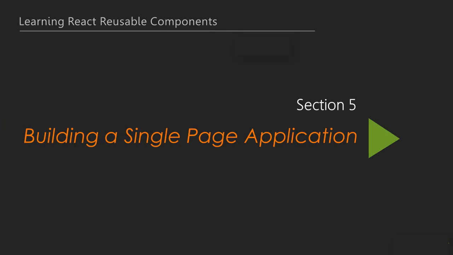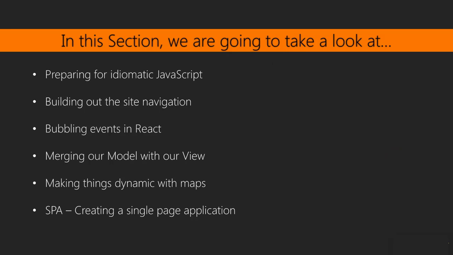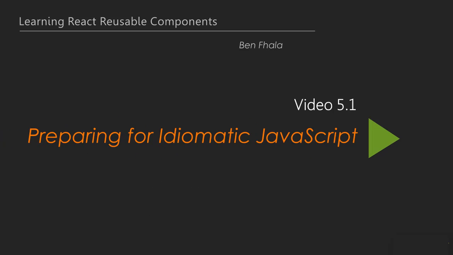Welcome back to the final section of this title where we're going to be building together a single page application. Through it, we're going to be talking a lot about what idiomatic JavaScript is. We're going to talk about events in React, something we kind of avoided throughout the title so far. And last but not least, we're actually going to build out a fully integrated single page application. Really cool stuff. So let's jump into the first lecture, because in the first lecture we're going to be preparing our environment to be idiomatic.